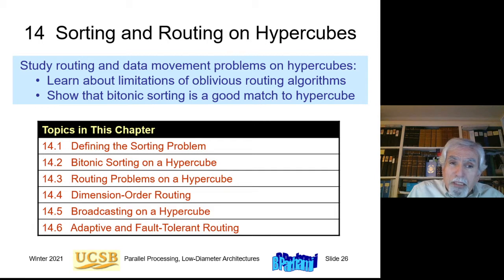Now, in the course of this discussion, we will learn about an important fact about limitation of oblivious routing algorithms. We'll see that in the worst case, oblivious routing algorithms behave miserably in terms of performance. And we show that bitonic sorting, which is a method of sorting, is a good match to the hypercube architecture. Okay, so let's get started.